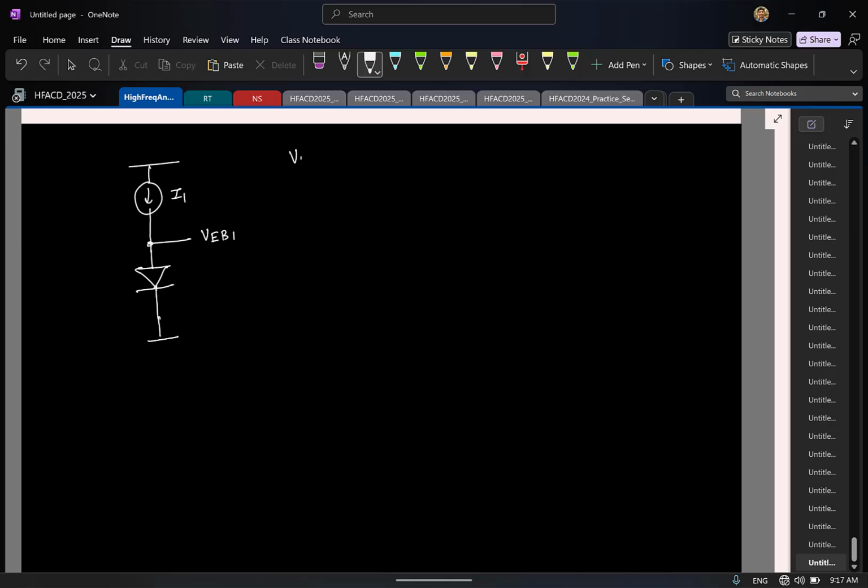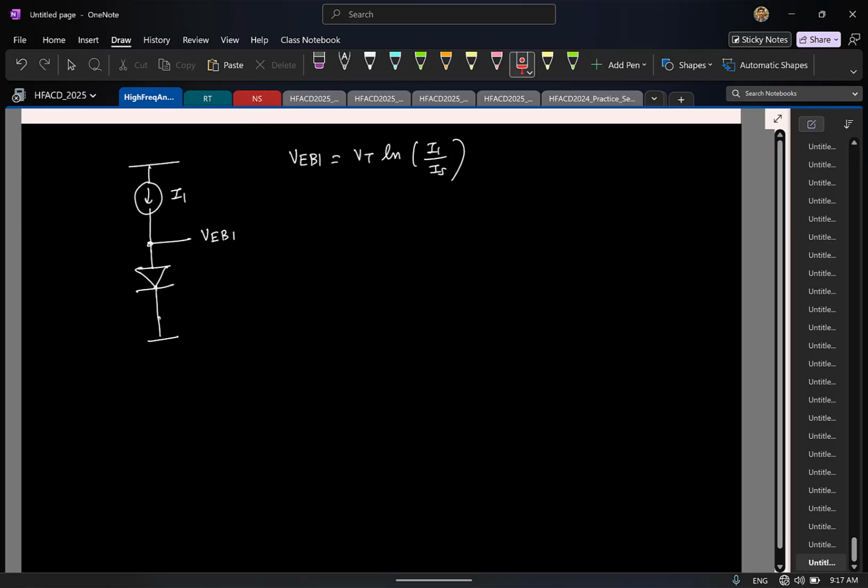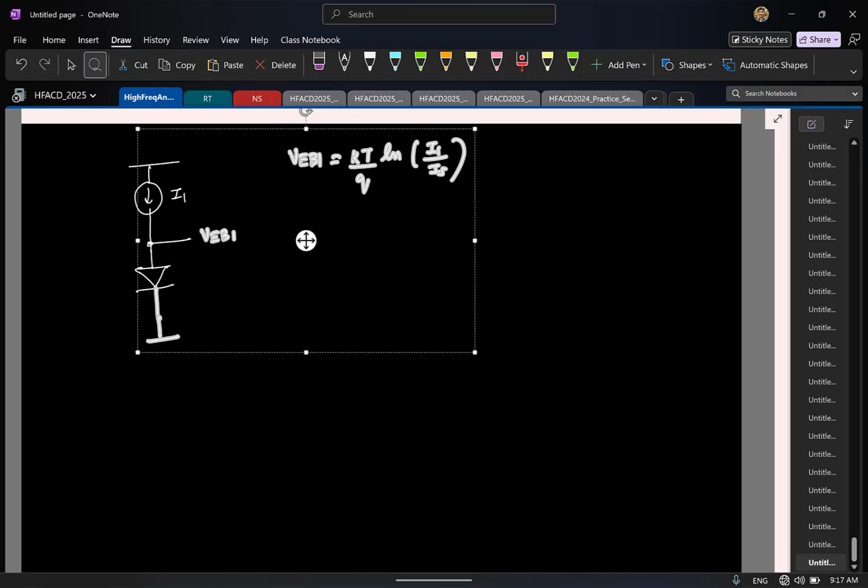And we already know VEB1 is VT ln of I1 by IS. And what is VT here? VT is kT by q. k is the Boltzmann constant, T is temperature in Kelvin, and q is the electronic charge. Good. So now this is a very good starting point to get a voltage reference on chip.